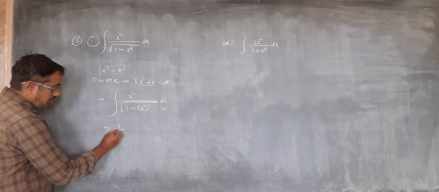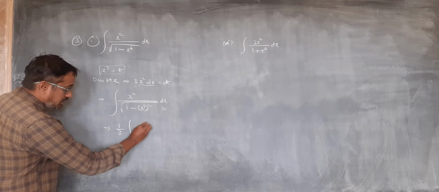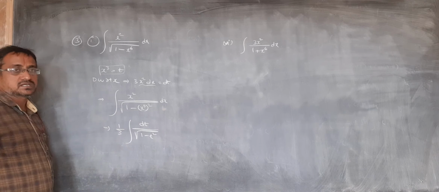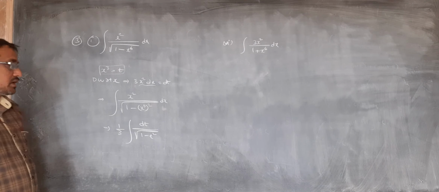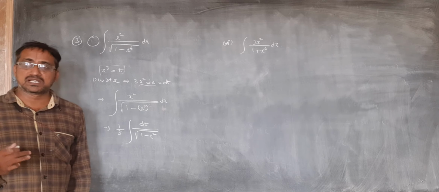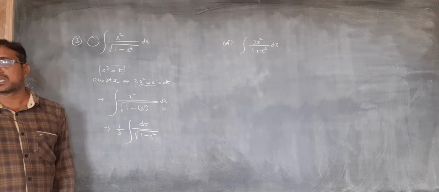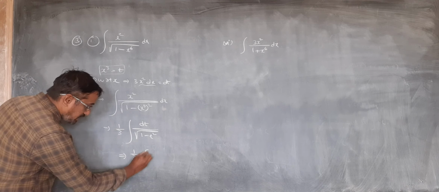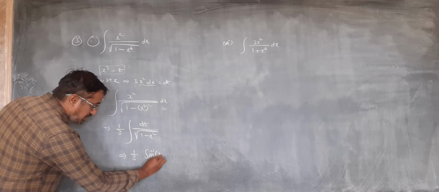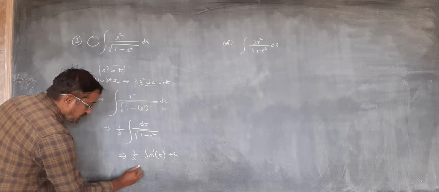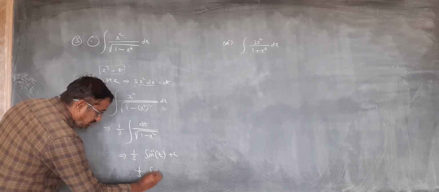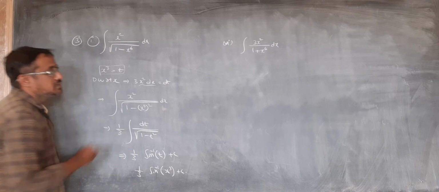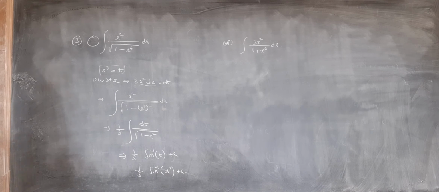So it is 1 by 3 integral dt by root of 1 minus t square. So integral 1 by root of 1 minus x square dx is sine inverse x. So the result is 1 by 3 sine inverse of t plus c. So 1 by 3 sine inverse of x cube, where t is x cube, plus c. That is the result.